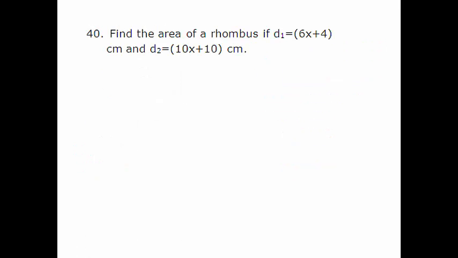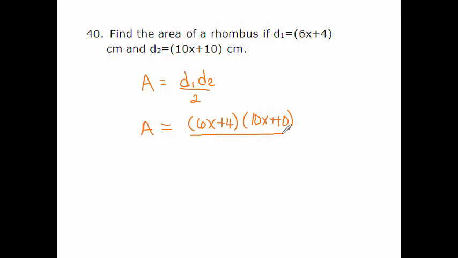For number 40, we're asked to find the area of a rhombus if diagonal 1 is 6x plus 4 centimeters and diagonal 2 is 10x plus 10 centimeters. And in this case, you're not going to actually be solving for a numeric answer. It's going to be a variable answer. It'll have x's in it. We have to remember that the area of a rhombus is diagonal 1 times diagonal 2 divided by 2. So if we substitute the information that they gave us, 6x plus 4 times 10x plus 10 divided by 2.